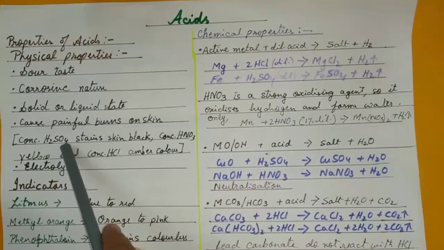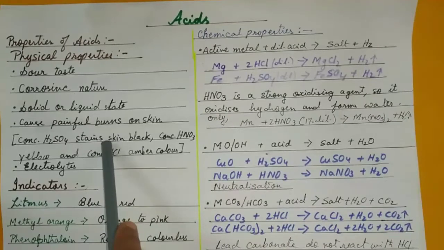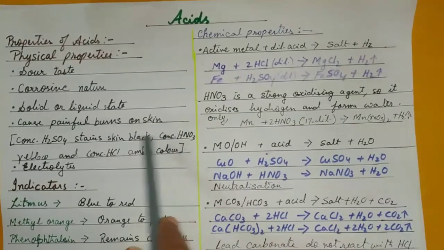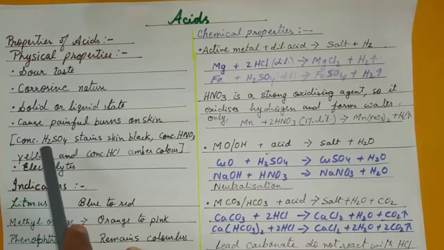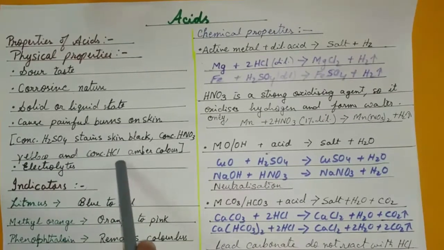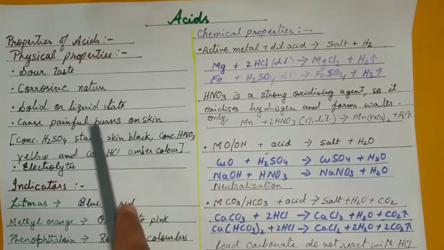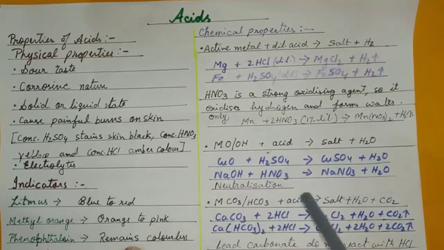Sulfuric acid is a very strong dehydrating agent, so it will quickly take away the water from the carbohydrate present on the skin. Nitric acid also will react with the protein to give you the xanthoproteic reaction. This we have done in the previous chapters, and HCl is causing blisters with amber color. Moreover, the acids are good electrolytes because they can ionize.